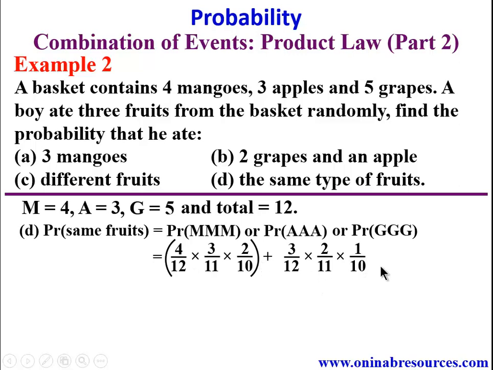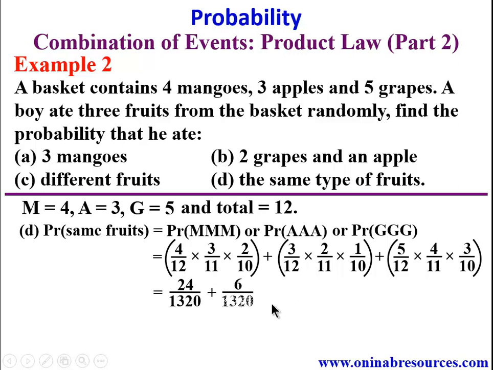The same thing here. Then plus probability of picking the first one, grape, 5 over 12 times the second one is now 4 over 11 times the third one, which is 3 over 10. And we simplify each of the brackets, and we want to maintain the same denominators, so that will give us 24 over 1320 plus 6 over 1320 plus 60 over 1320. Adding the numerators, we're going to have 90 over 1320. 0, we go with 0. This is going to give us 3 over 44, simplifying to the simplest form. And that's the end of solution to example 2.